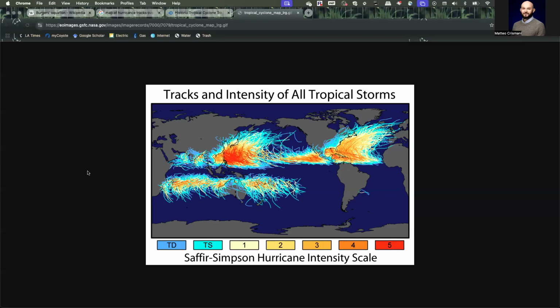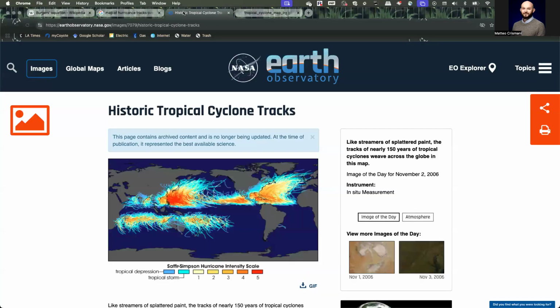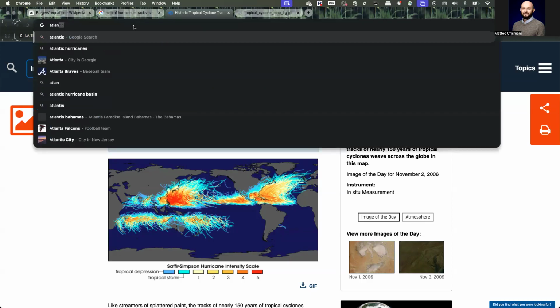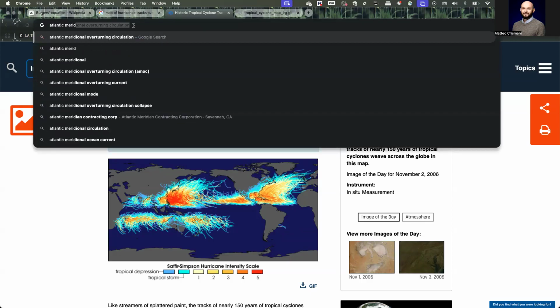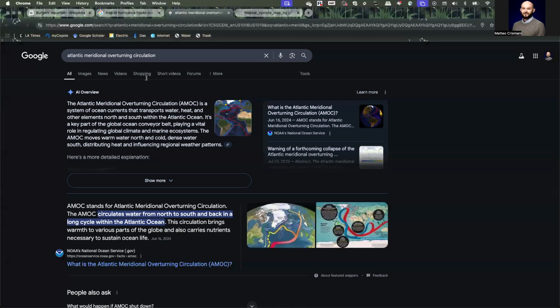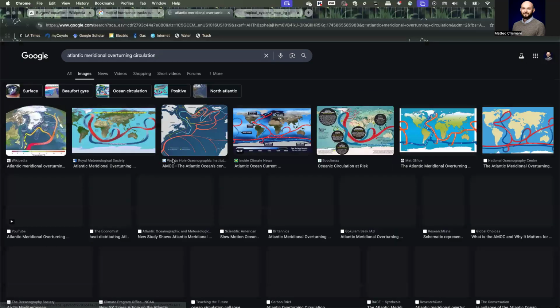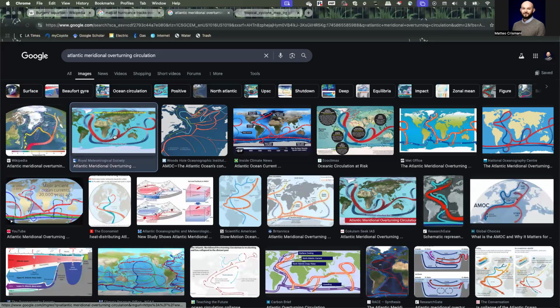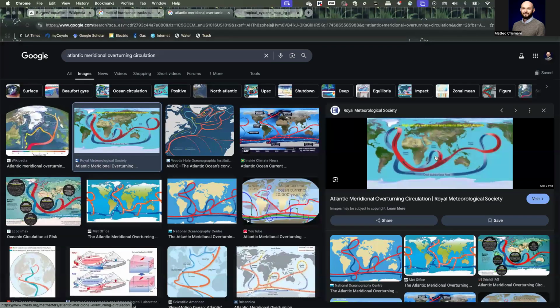So this is an example of the oceanic meridional loop. Ocean currents are really important. We have these loops that go across the entire planet, and let me just pull up one. Atlantic. There we go. It's so cool. Here's how the oceans work.